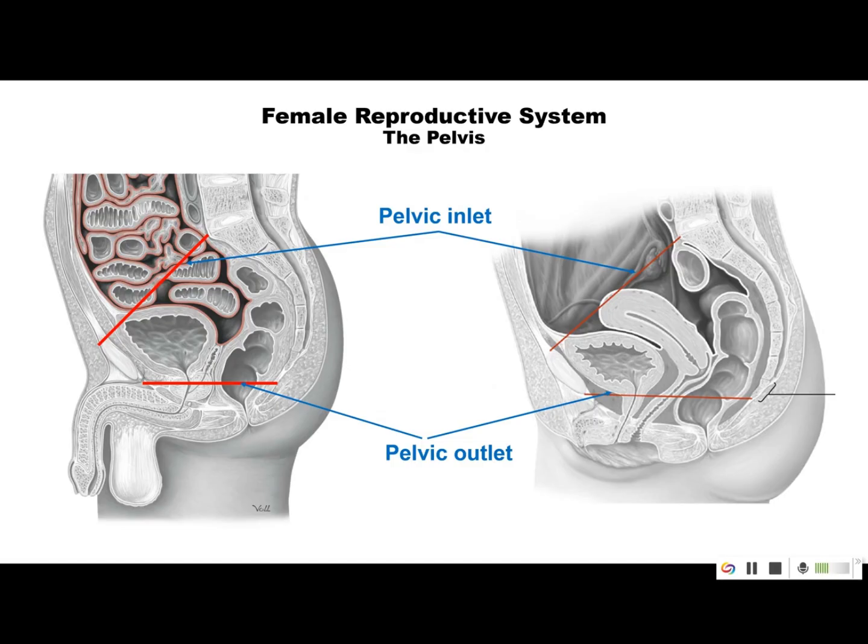The lesser pelvis provides the skeletal framework for the pelvic cavity and the perineum. The distal components of the urinary, reproductive, and digestive tracts occupy the lesser pelvis between the pelvic inlet and the outlet.